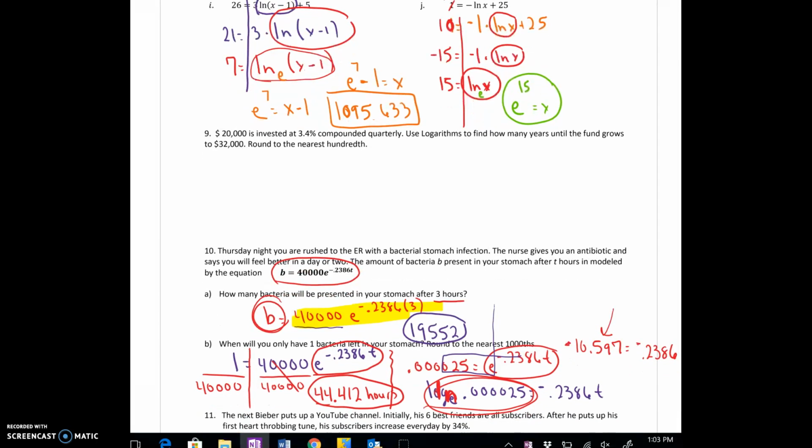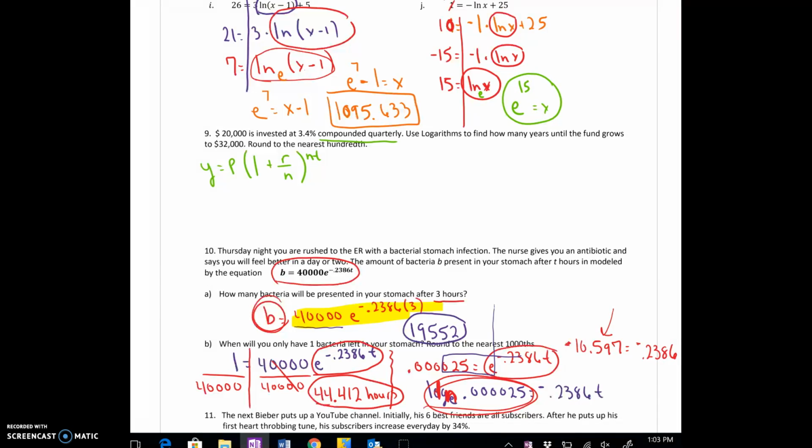So the first one, going through our different formulas. In chapter 6, the first part, you had these 3 formulas. And one of them was when you saw the word compound quarterly, and it looked like this. And that's the formula I'm going to be using here. So 20,000 is invested at 3.4% compounded quarterly, and we're going to use logs to figure out how many years until the fund grows to 32,000.